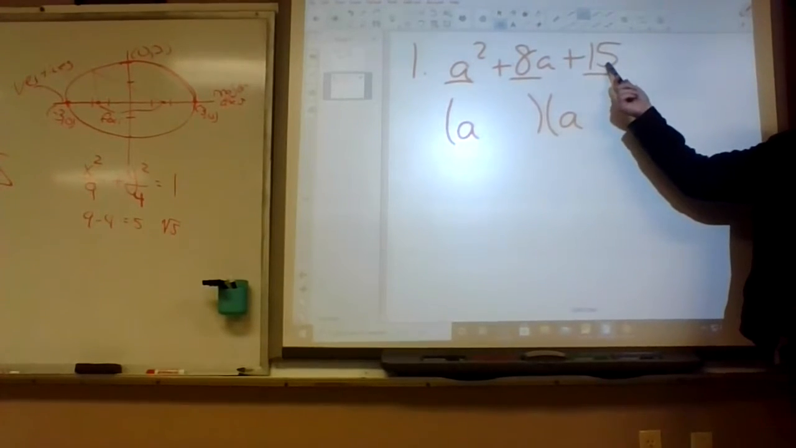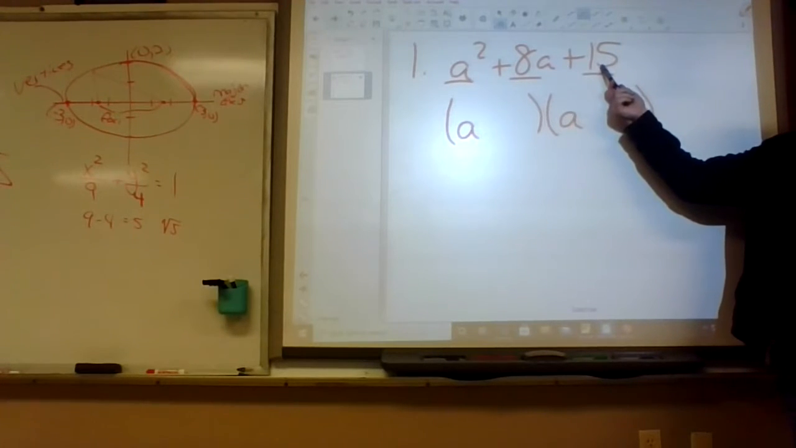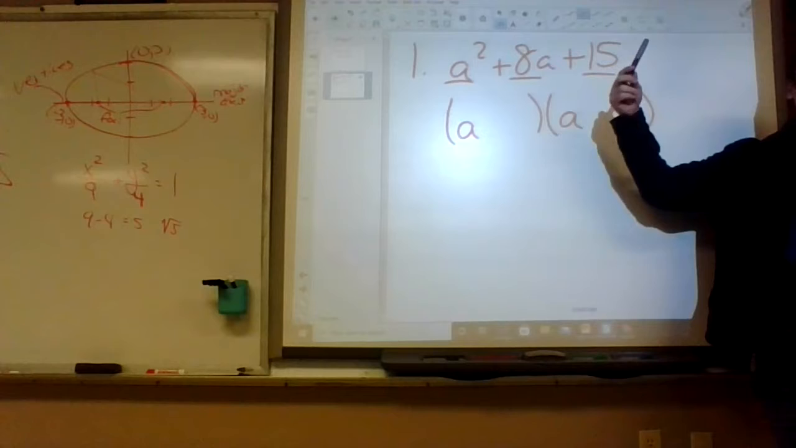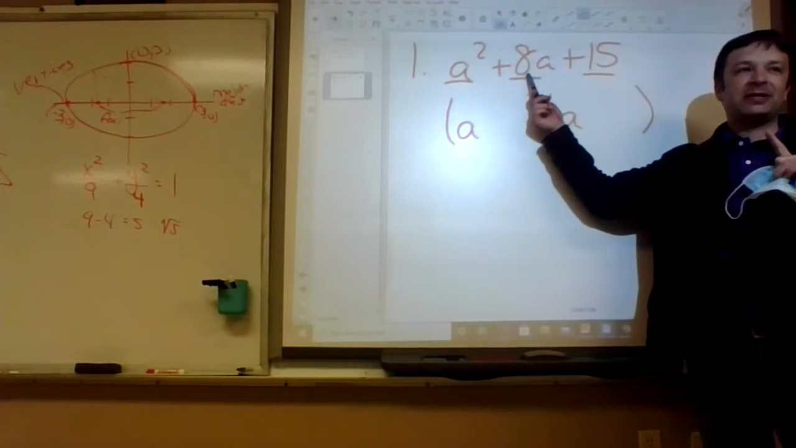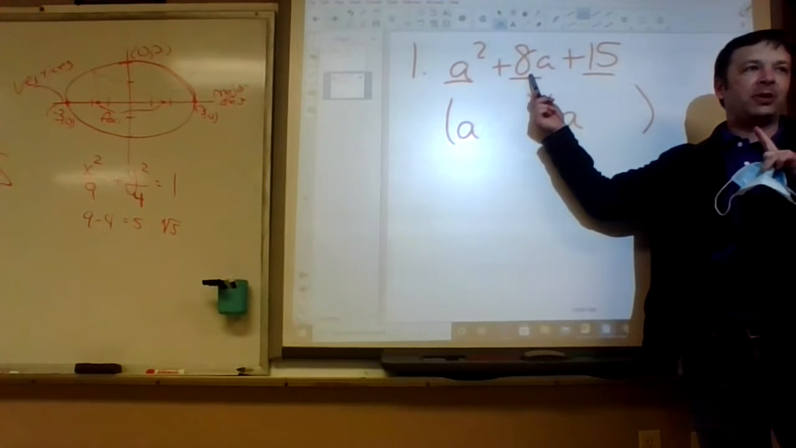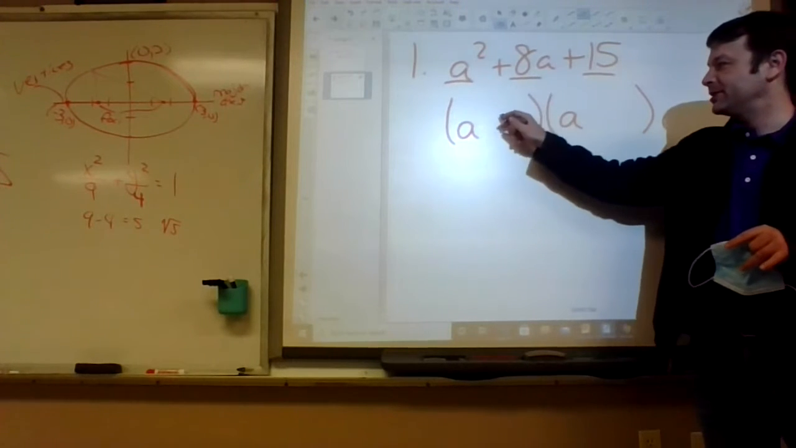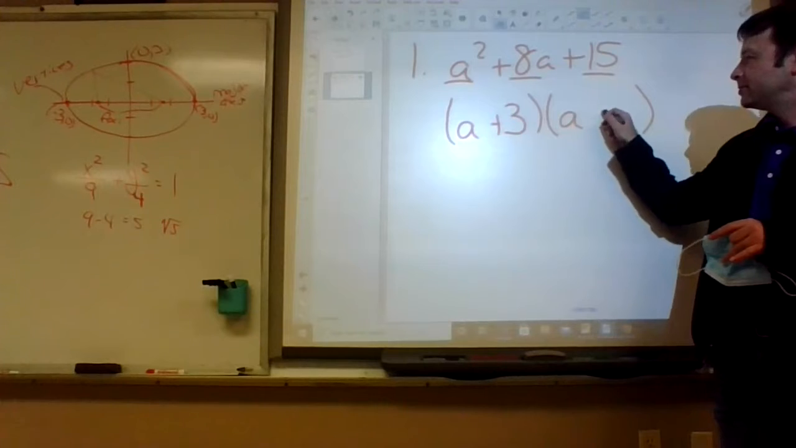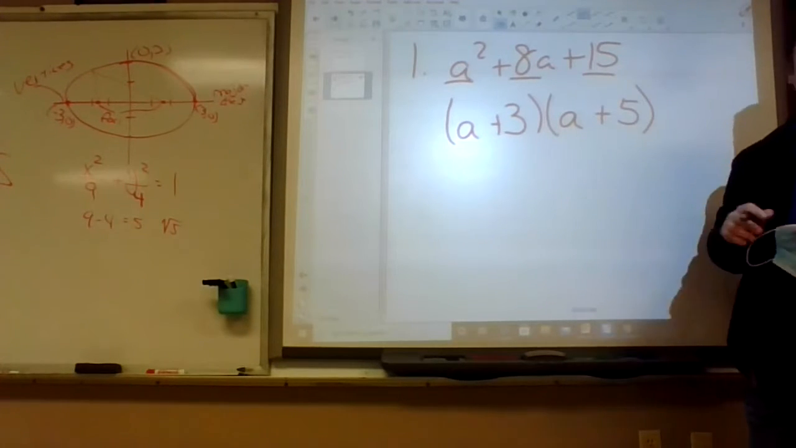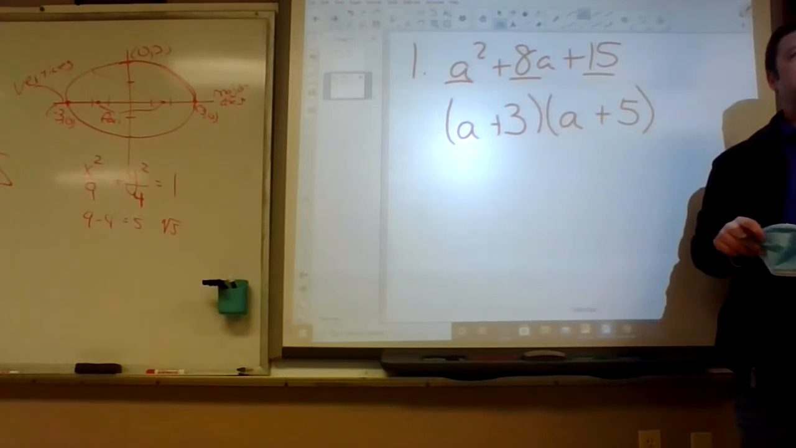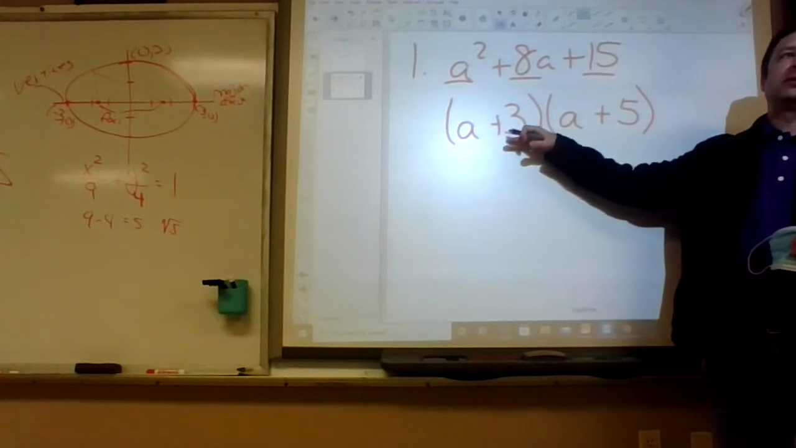For the back part, you're going to say, what times what equals 15? 3 and 5. But also, at the same time, it has to add up to 8. Do 3 and 5 add up to 8? Yes, so it's plus 3 plus 5. Does order of multiplication matter? No.